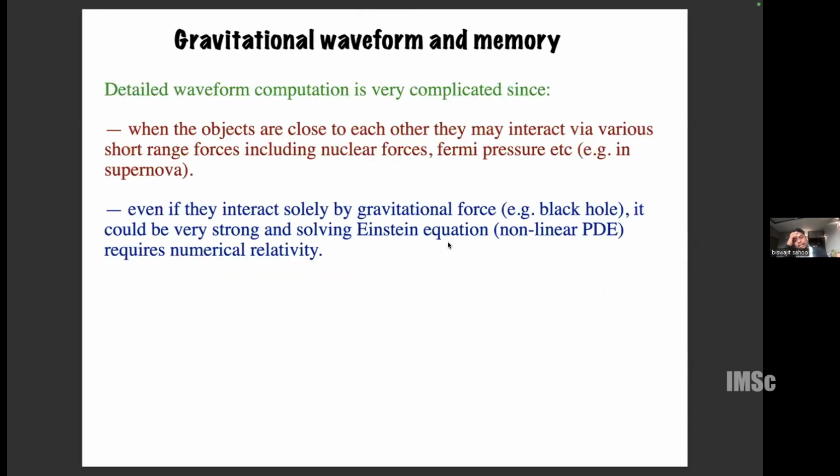However, computing this detailed gravitational waveform could be very complicated, because when the objects are close to each other, they may interact via various short-range forces, which may include nuclear force, Fermi pressure. This is what happens, for example, in the case of supernova explosion. Or even they interact solely by gravitational force, like for the case of black holes. It could be very strong, and one may need numerical relativity to solve the Einstein's equation.